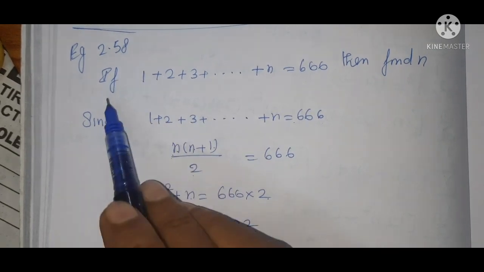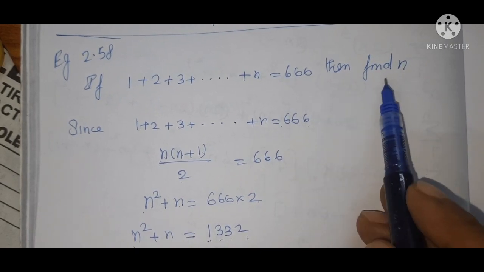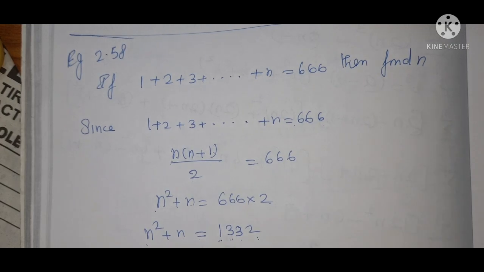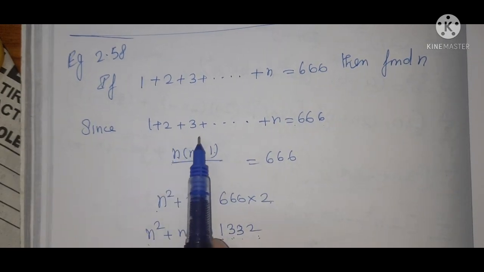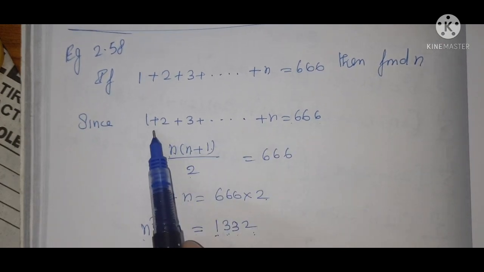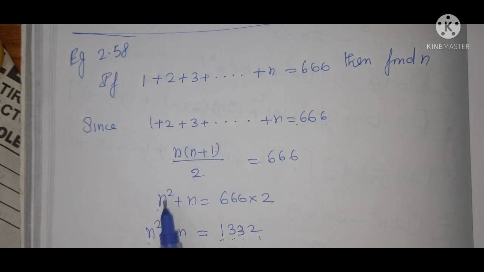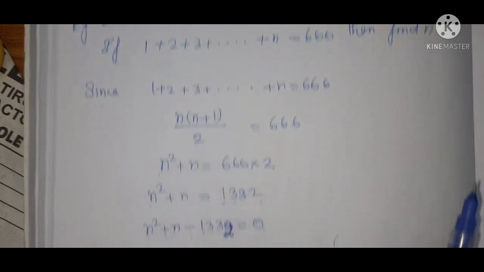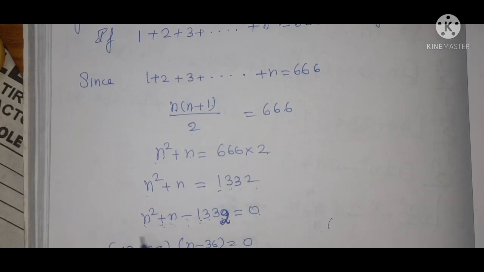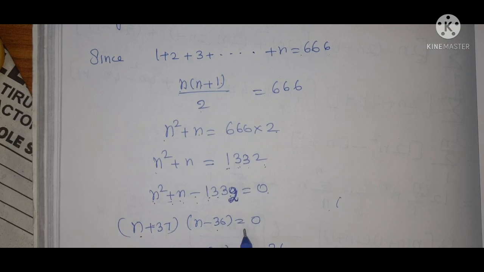Example number 2.58. If 1 plus 2 plus 3 plus and so on plus n is equal to 666, then find n. Here a series is given starting from 1 up to n numbers. The sum of the series is 666. To find the number n: since 1 plus 2 plus 3 plus and so on plus n is equal to 666, the sum of n natural numbers formula is n into n plus 1 by 2 is equal to 666. n into n plus 1 is equal to 666 into 2. n square plus n is equal to 1332. n square plus n minus 1332 is equal to 0. Factorize this, we get n plus 37 into n minus 36 is equal to 0.